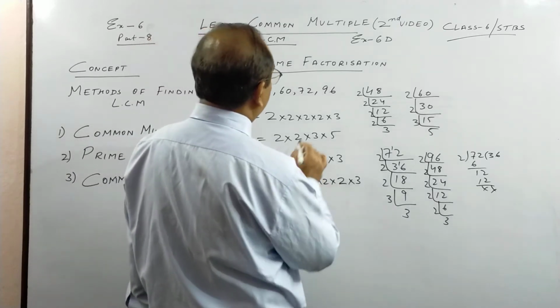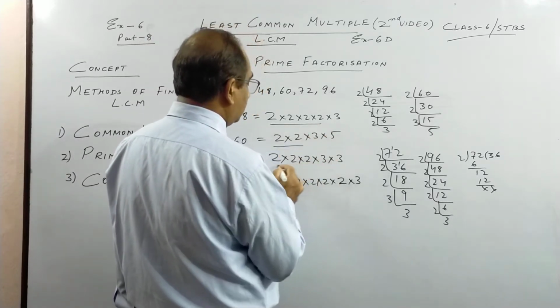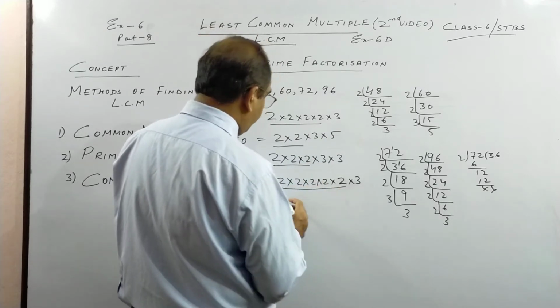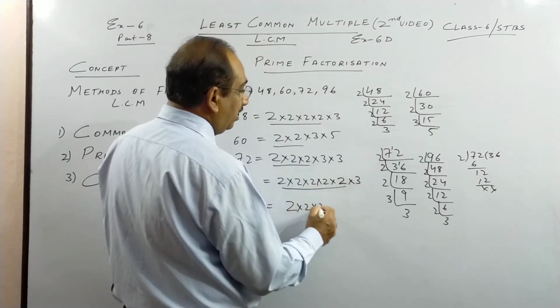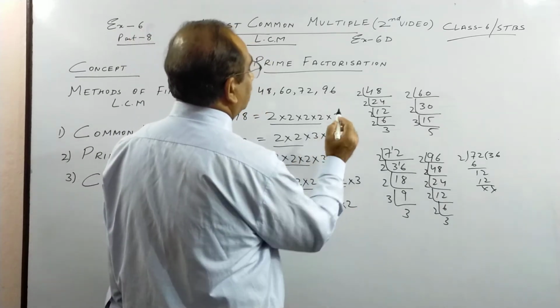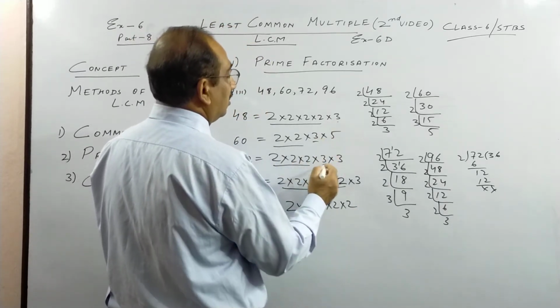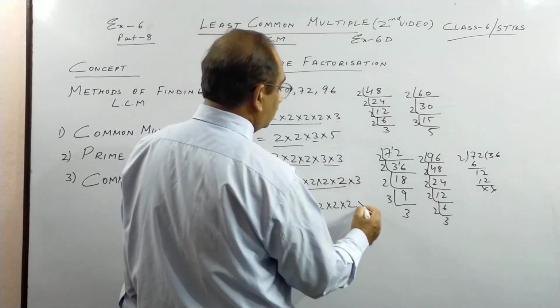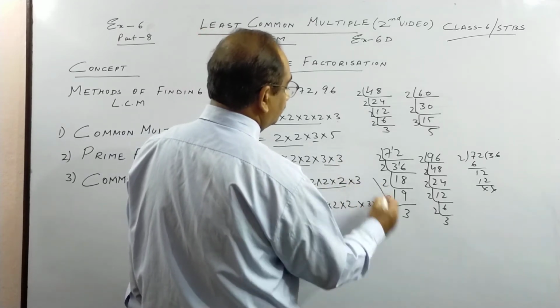Now LCM, children. Maximum times, I see 2 comes here 4 times, 2 twice, 2 thrice, 2 5 times. So write 2 5 times, children, the maximum number of times it comes. Now 3 once, 3 once, 3 twice, 3 once. So 3 twice.